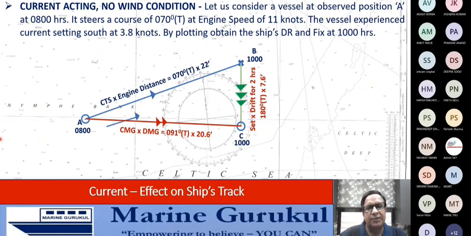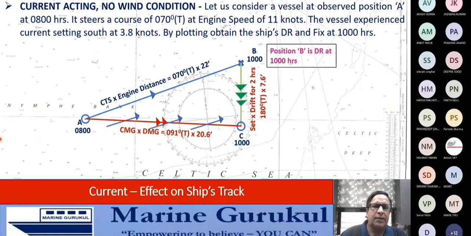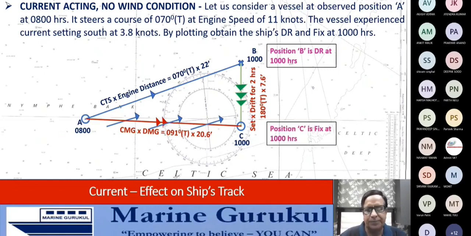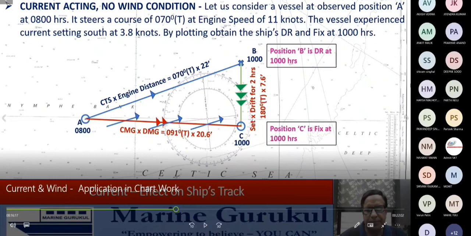So C is the fix at 1000 hours, B is the DR at 1000 hours, and the vessel's position will shift along the line AC, but her CTS does not change. CTS remains 070 degrees. So you see when the vessel reaches here, her heading is aligned in this direction, that is 070, but her position is shifting along this CMG line. When she reaches here, everywhere the heading is same as 070, but position is shifting along the CMG line. So beta, this is also clear?